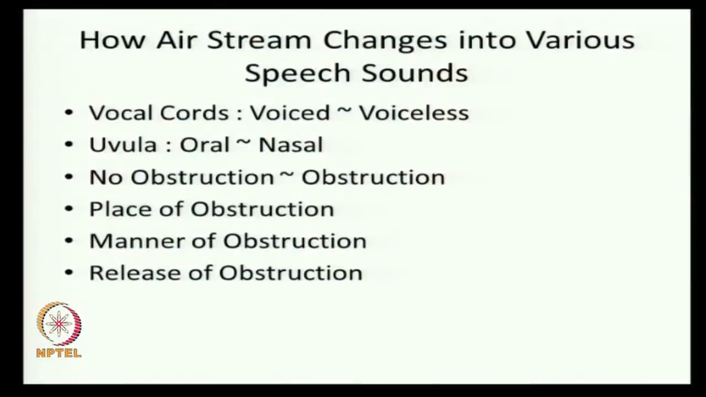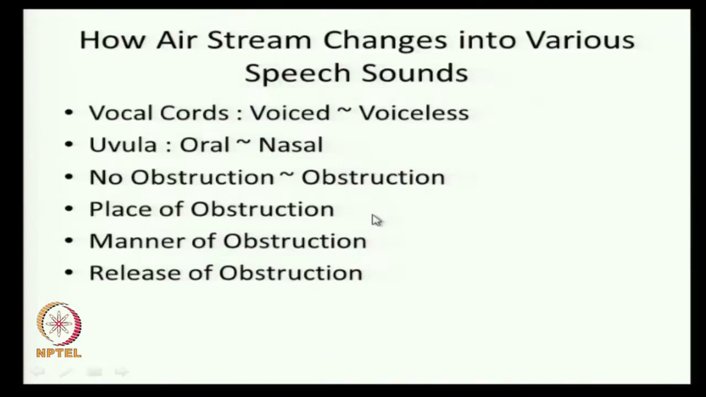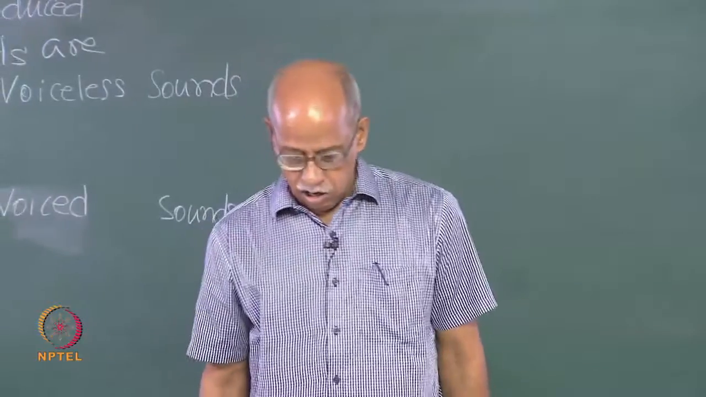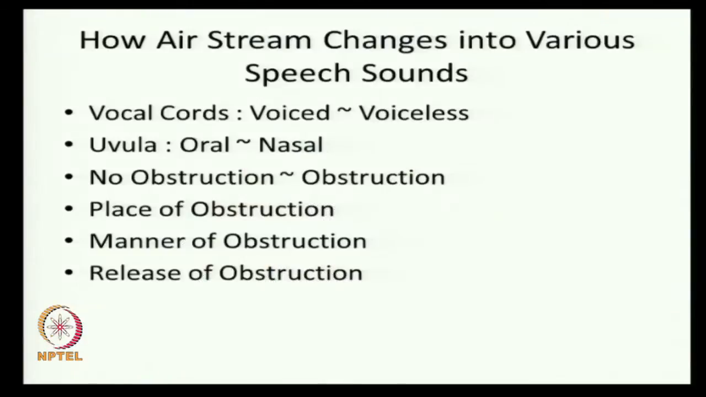Similarly, these are the parameters. What are the parameters? Look at the screen. The vocal cords either produce voiced sounds or voiceless sounds. Similarly, when air comes up to the uvula here, can you see the arrow? Yes or no, please? Yes, sir. Okay. When the air comes near the uvula, there is a choice. It can be either oral or nasal or nasalized. So, there is that choice. So, the second choice is either the sounds are voiced or voiceless, or the sounds are oral or nasal, or the sounds can be produced with or without obstruction.